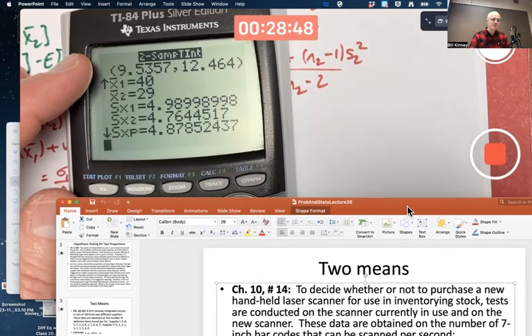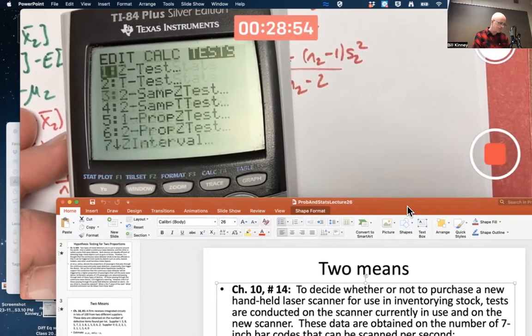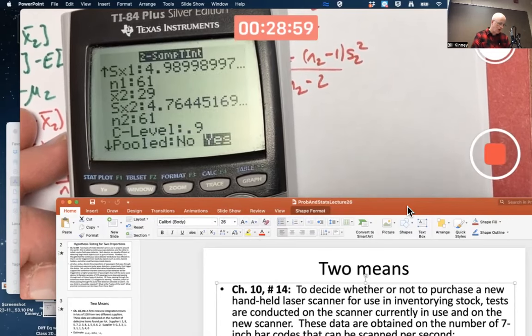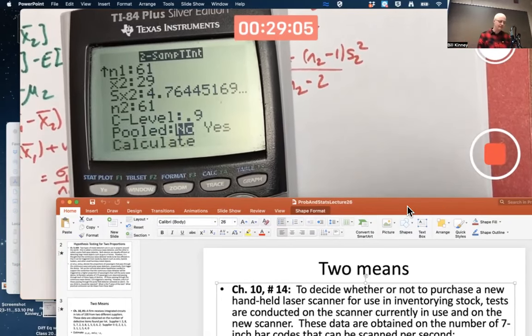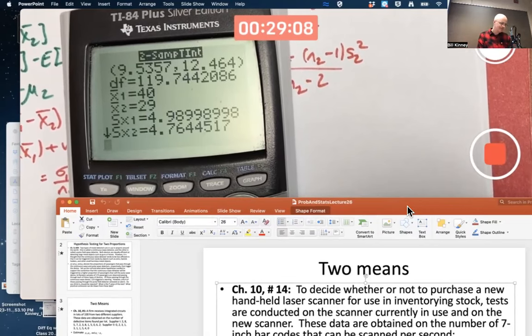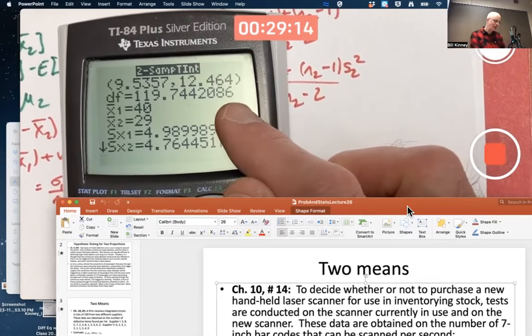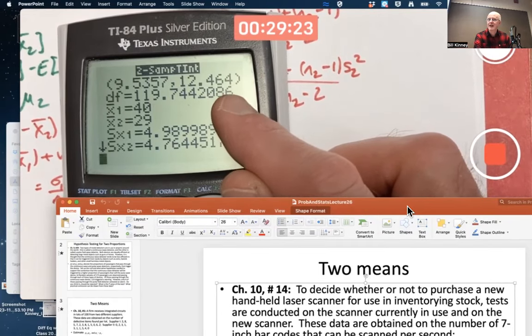If we had not pooled, what would we do different? Well, we just go down here and say, don't pool. We would get a slightly different answer. Yeah, ever so slightly different. And notice it is saying in degrees of freedom, that's not exactly 120, though it's close. Not significantly different to make much of a difference, it seems. The Smith-Satterthwaite formula evidently is what's being used there. But you'd round up to 120 anyway if you're going to use a table.